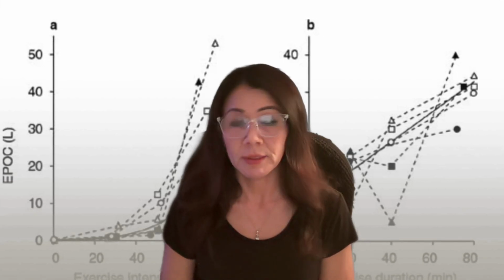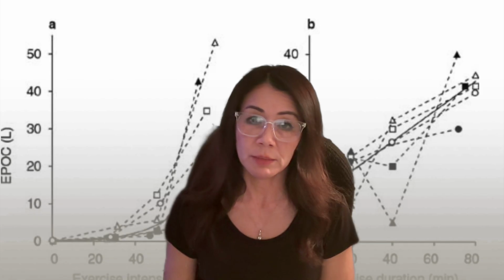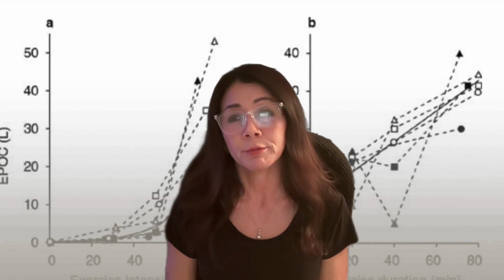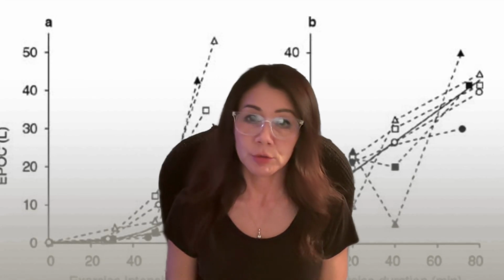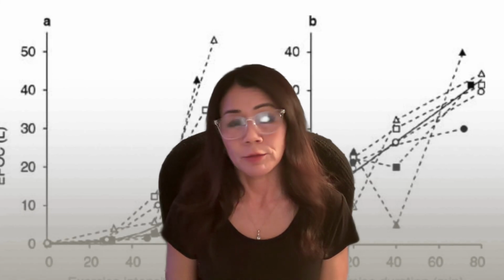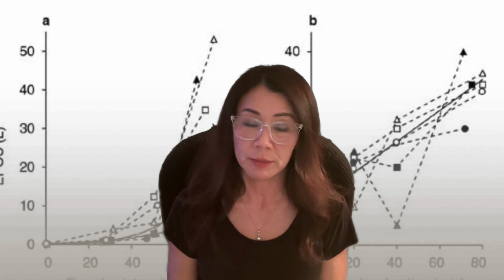Exercise duration has a more linear relationship to EPOC, where longer sustained exercise results in a prolonged EPOC, and shorter training sessions will have reduced recovery times. So, for example, a 90-minute bicycle ride will have a longer EPOC period than a 10-minute ride.